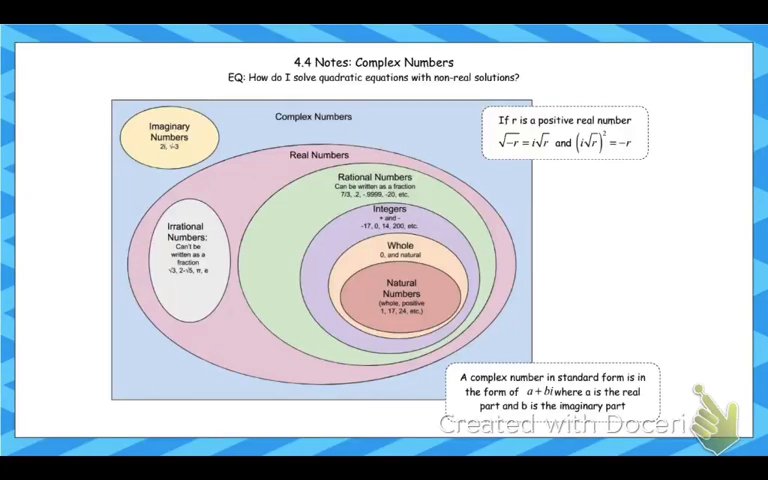Hi guys. So today we're going to look at complex numbers. So complex numbers are actually a really large number set. And what would be my number set? If you look at this picture, this may be something that you've seen parts of already.